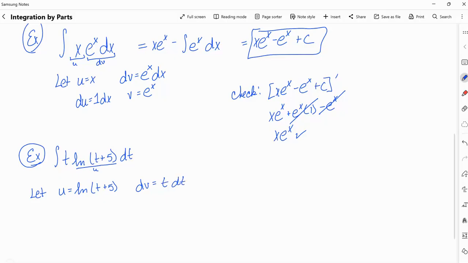It's the leftovers. From there, we can find du, the derivative of that ln. Remember, derivative of ln is du over u. So that inside function is t plus 5, and the derivative of that would be 1. We took that derivative with respect to t. And then if I integrate to get v here, when I integrate t, I'm going to get t squared over 2.